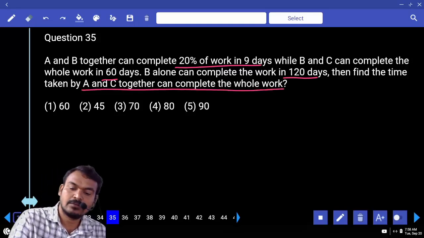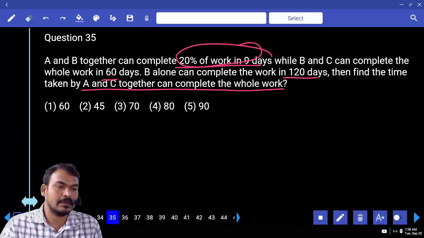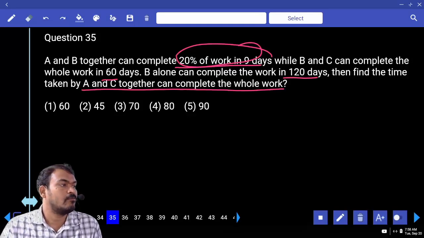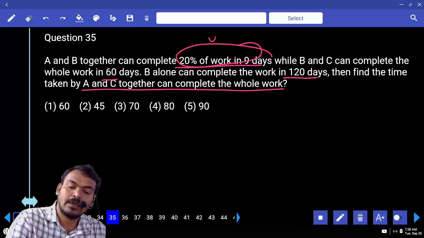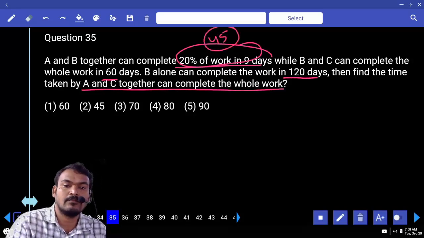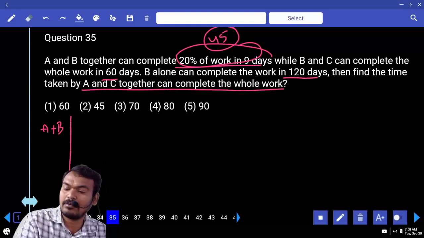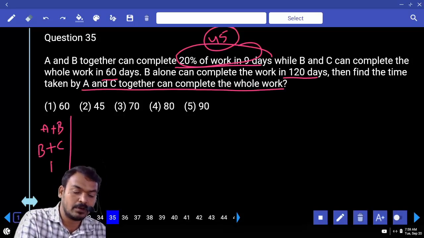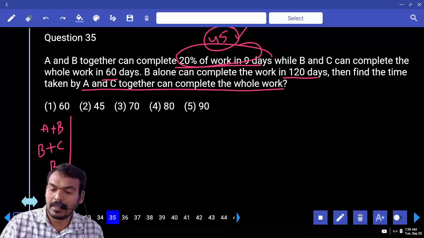Okay. First, 20% is completed by A and B in 9 days. So how much time is taken for the total work by A and B? 45 days. A and B together can complete the whole work in 45 days. Next, B and C together can complete the whole work in 60 days. Next, B alone in 120 days. One is 45, another one 60, another one 120.